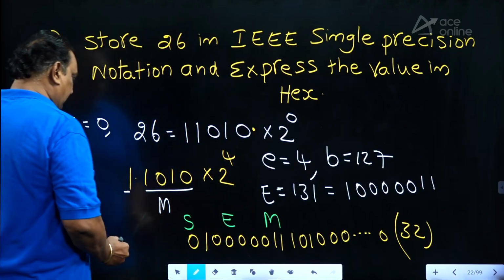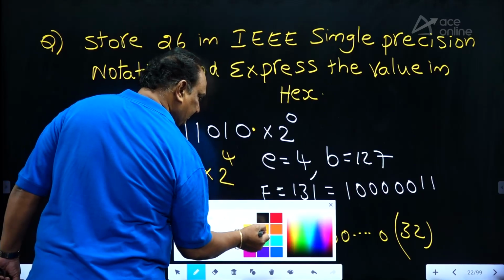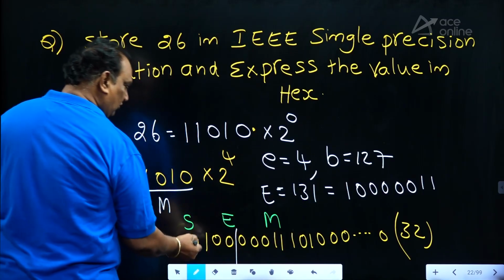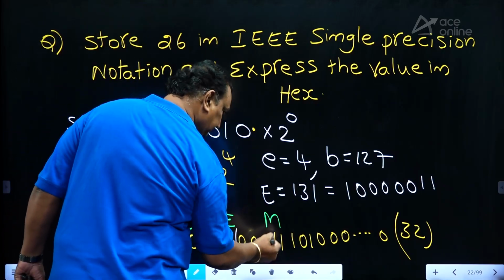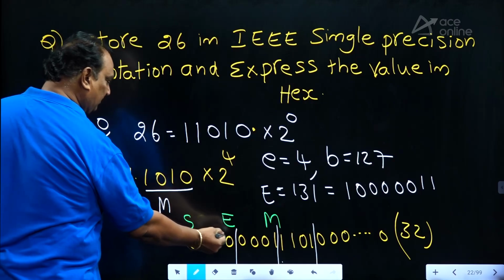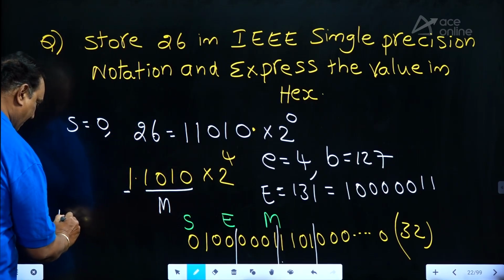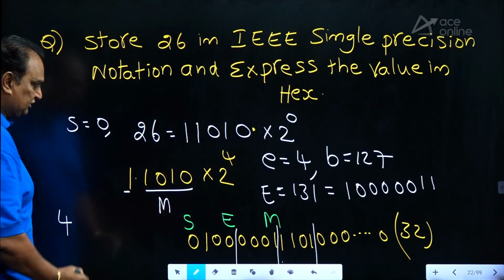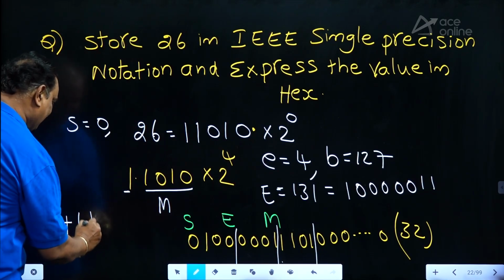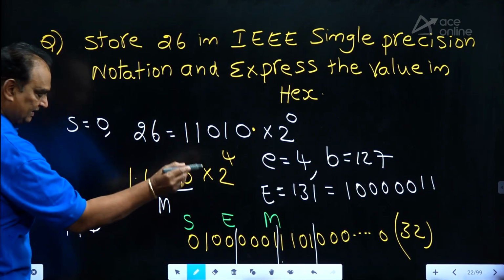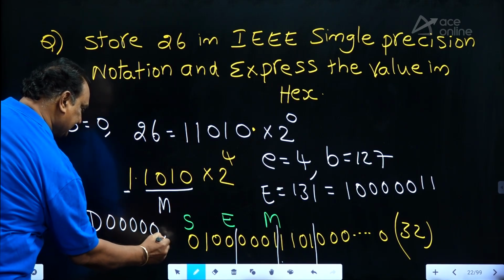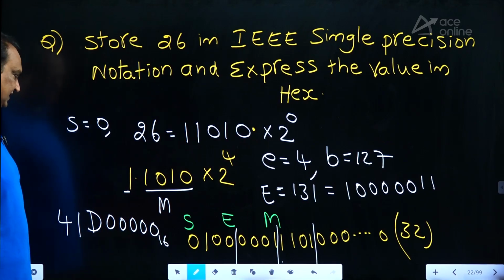Now convert the same thing into hexadecimal. Here we require 4-bit strings. Remaining all are zeros. 0, 1, 0, 0 means 4. 0, 0, 0, 1 means 1. 1, 1, 0, 1 means 13, which means D. Remaining all are zeros, with base 16. So it is our answer.